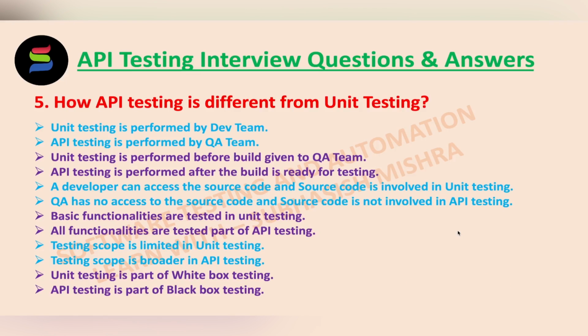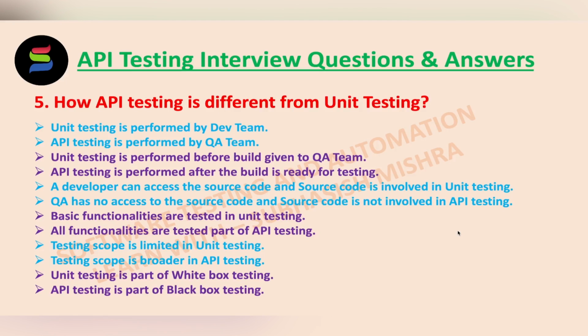QA has no access to the source code, and source code is not involved in API testing. Basic functionalities are tested in unit testing. All the functionalities are tested as part of API testing. Testing scope is limited in unit testing. Testing scope is broader in API testing.